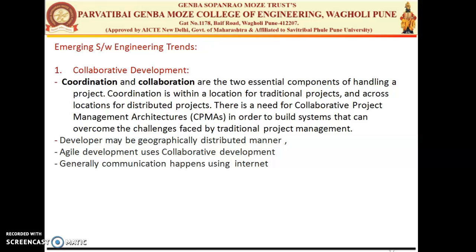The coordination is within a location for a traditional project and across locations for distributed projects. Suppose the project is worldwide. Now in the software industry there is more globalization. That means a single project is handled by two different teams. One may be in the USA, one may be in India, or in Pune. You can take the example of Pune and USA. So one project is geographically distributed in two different locations. So there is always a need for collaboration and coordination among the development team.